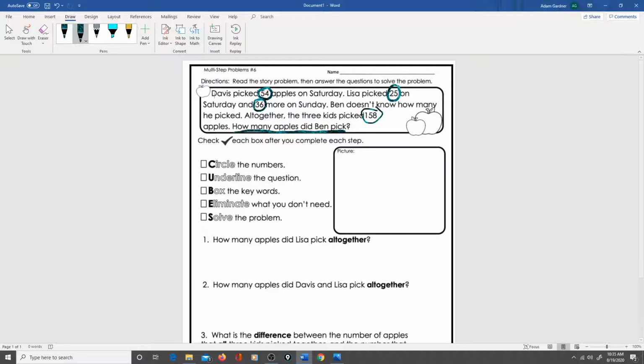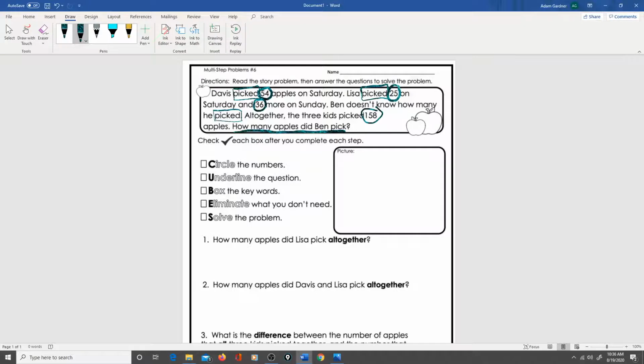Box keywords. Okay, so let's see. Picked is probably a keyword. Lisa picked Saturday. Ben doesn't know how many he picked. Okay, so maybe picked is a keyword. That just lets us know that they are adding to their total. They're getting something instead of taking stuff away. Okay, so that word's important.